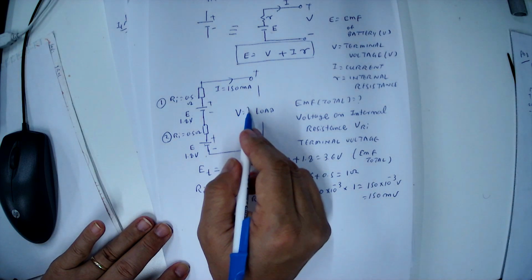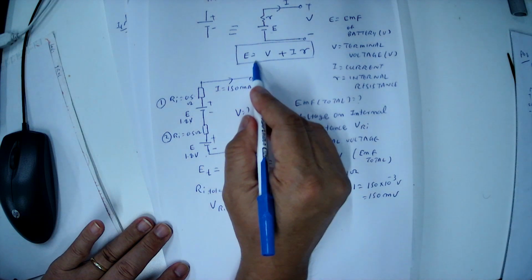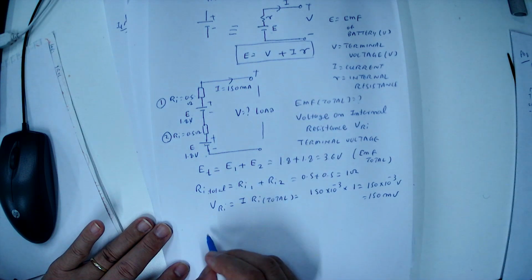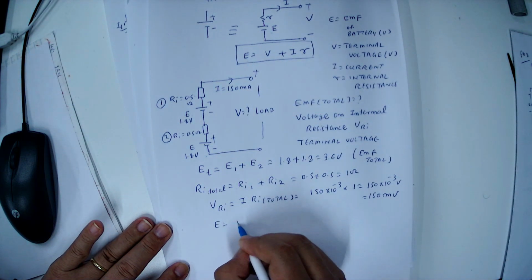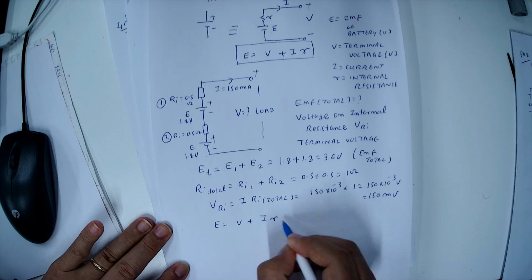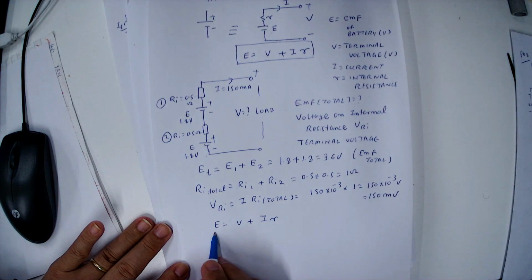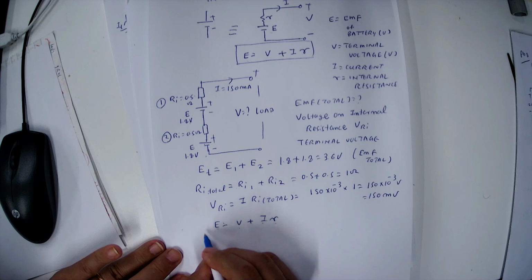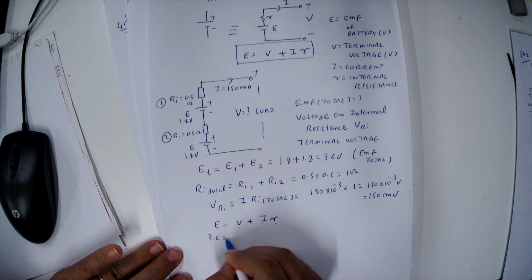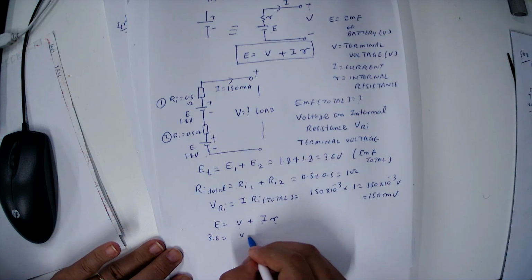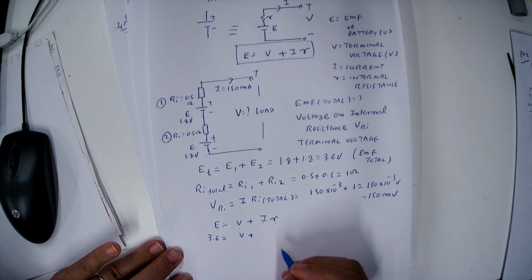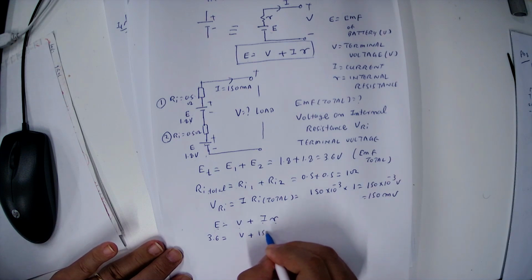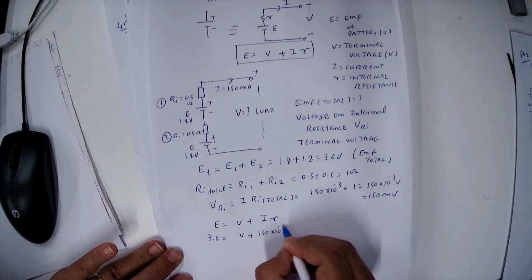Then we need to calculate the terminal voltage. So we write down the equation E equal to V plus Ir. E is the electromotive force, V is the terminal voltage, I is the current, and r is the internal resistance. So E we already know is 3.6. V we don't know. Current I we already know, 150 milliamperes, 150 into 10 to the power minus 3. Total internal resistance is 1 ohm.